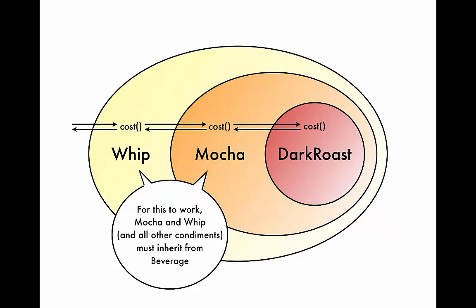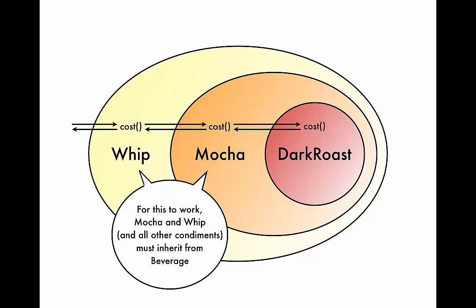Mocha wraps dark roast and whip wraps mocha. Suppose dark roast has a cost of $4 and mocha has a cost of 50 cents and whip also has a cost of 50 cents. For this to work, all of these objects must be beverages. That is, they must all inherit from the abstract beverage class.